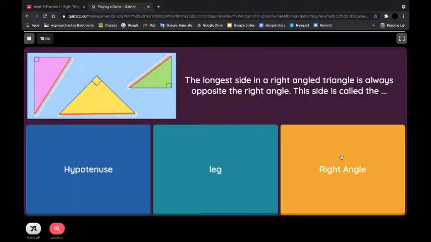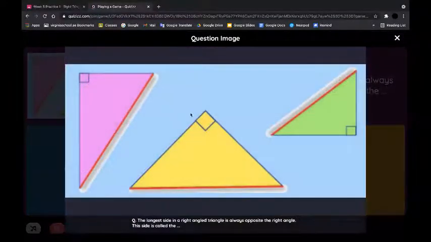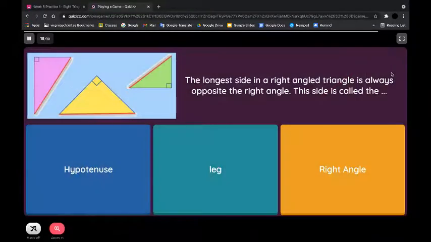The longest side in a right angle triangle is always opposite the right angle. This side is called the hypotenuse. So we're talking about the longest side, which is also opposite to the right angle, and you can see that it is underlined in red in all three triangles over here, and it is the hypotenuse.